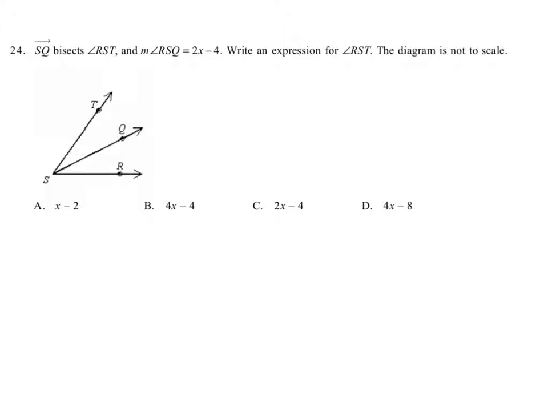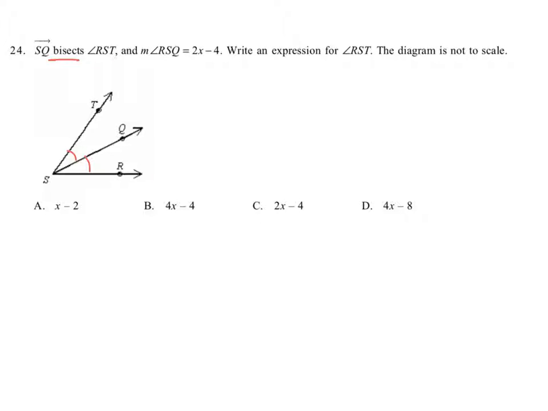Okay, so SQ is bisecting RST. Interesting. What does it mean to bisect? This is a very specific word that means a very specific thing. What it means is that it's going to take this big angle, RST, and split it into two equal parts, equal being the key. That is congruent to that.